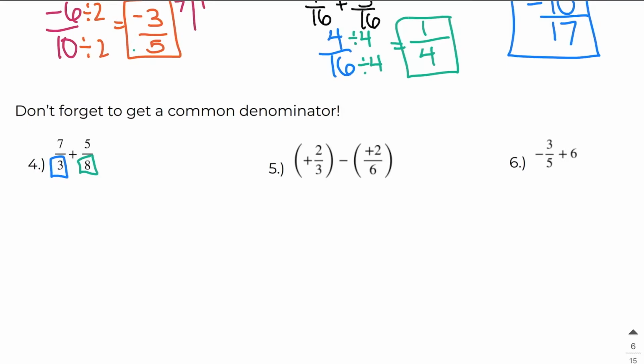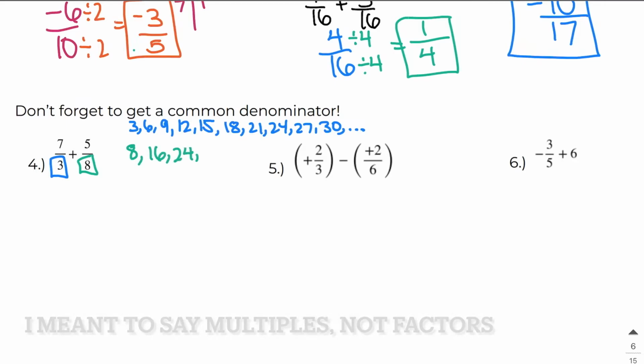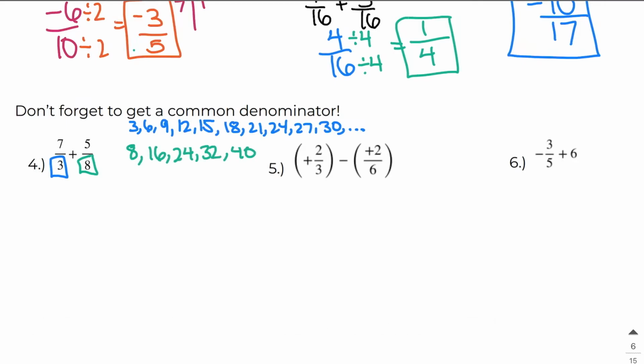So some multiples of 3 would be like 3, 6, 9, 12, 15, 18, 21, 24, 27, 30, and so on and so forth. If you notice, I'm just adding 3 every single time, okay? And then some multiples of 8 would be 8, 16, 24, 32, 40, etc. But what is the smallest number in common in both of these lists?